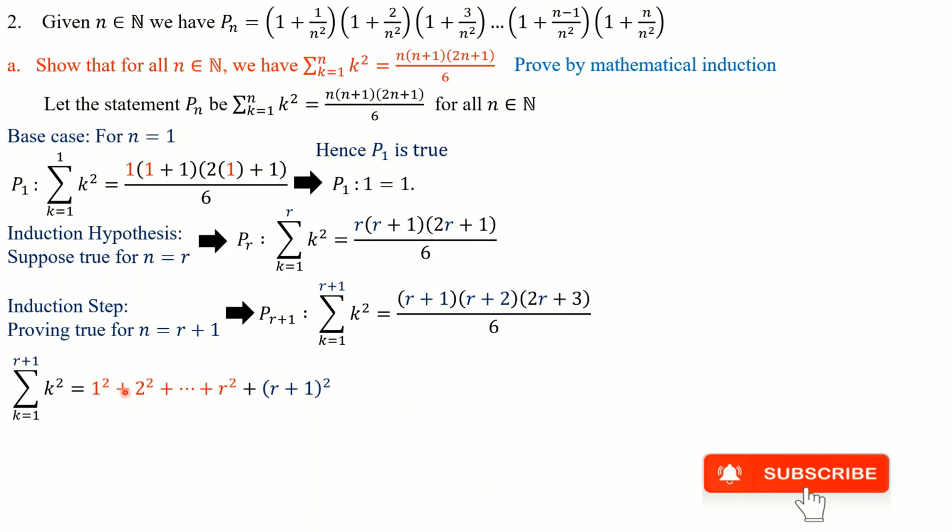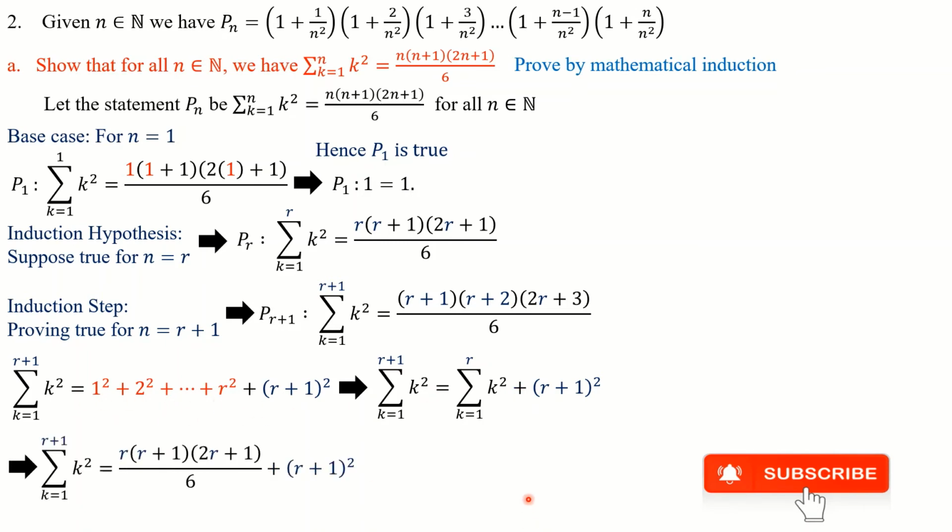So the sum that has been indicated in red can simply be written as the sum from k equal to 1 to r, that's 1 squared plus 2 squared plus right up to r squared, then plus my r plus 1 term. Now my induction hypothesis told me that this is true. So if it is true, I can replace the value here, and the final result here is also going to be true. So replacing it, I get the left hand side to be equal to what I assumed true, that is this, then plus r plus 1. Now I can factor out r plus 1. I'm going to get this.